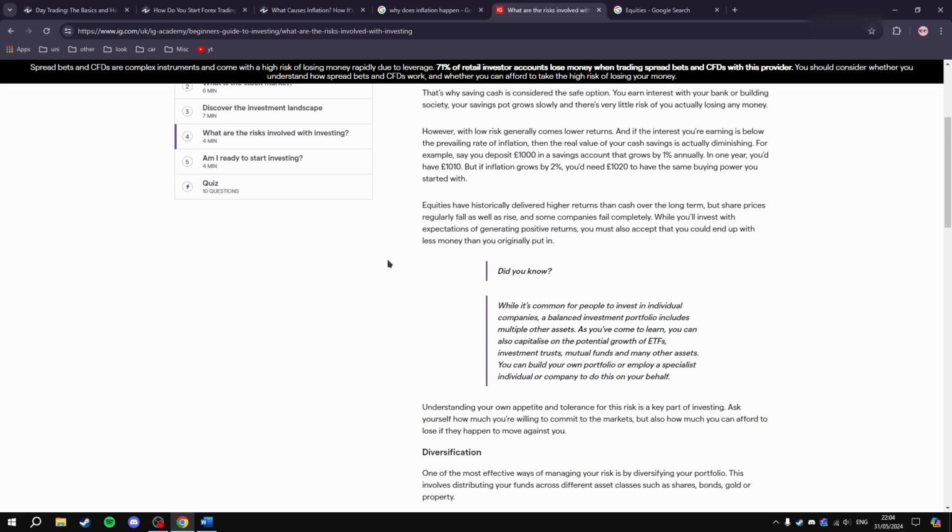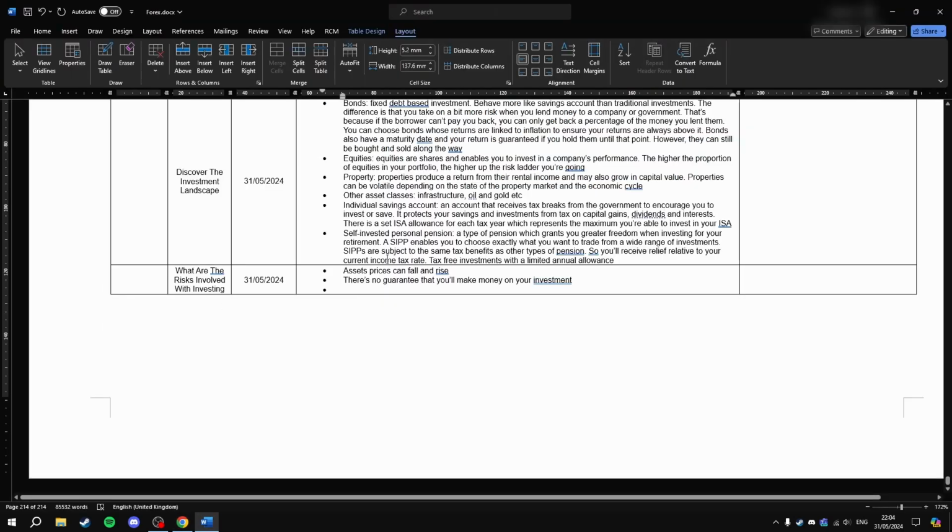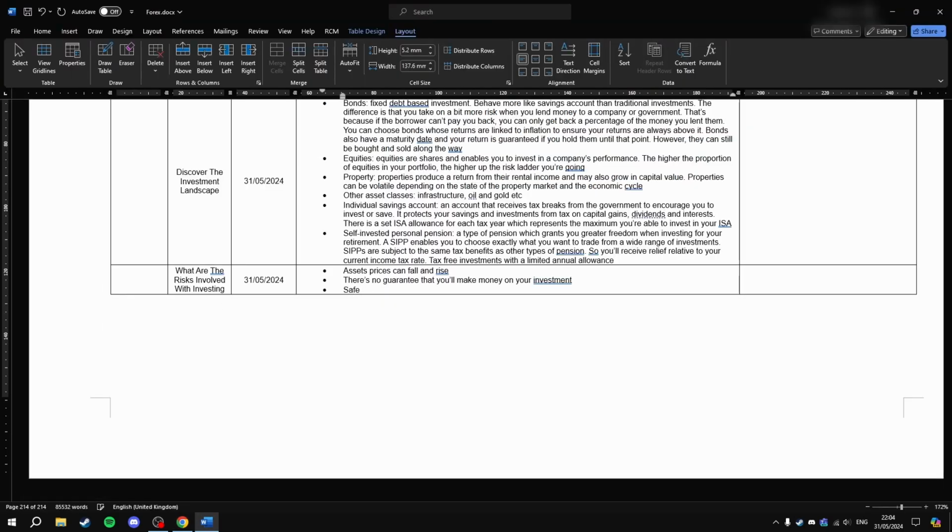That's why saving cash is considered a safe option. You can earn interest with your bank or building society, your savings pot grows slowly, and there's very little risk of you actually losing any money. However, with lower risk generally comes lower returns. So the safe option is a savings account.